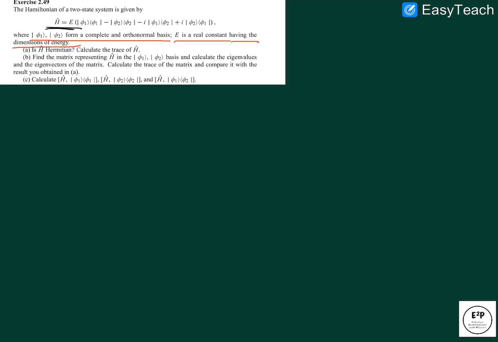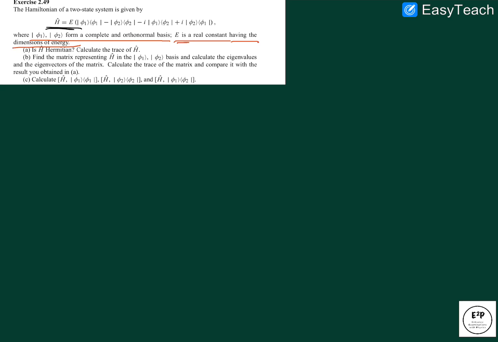So basically when we operate the Hamiltonian on some wave function, we will get an eigenvalue, that is an energy eigenvalue, since it is given that E is in terms of energy. The first question is to see if H is Hermitian, and if so, calculate the trace of H. In the second question, we have to find the matrix in the basis phi 1, phi 2, and see how the matrix looks.